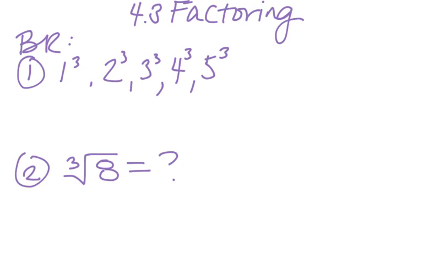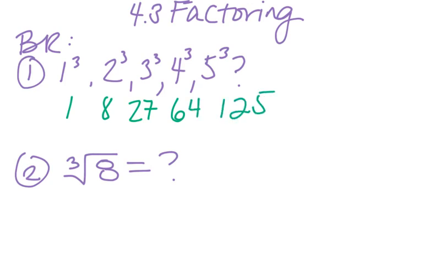So to begin, the bell ringer asks what 1 cubed, 2 cubed, 3 cubed, 4 cubed, and 5 cubed are. You're going to need to have these numbers memorized if you don't know them already. You should take a second to do the bell ringer by yourself and then check the answers. 1 cubed is 1, 2 cubed is 8, 3 cubed is 27, 4 cubed is 64, and 5 cubed is 125.